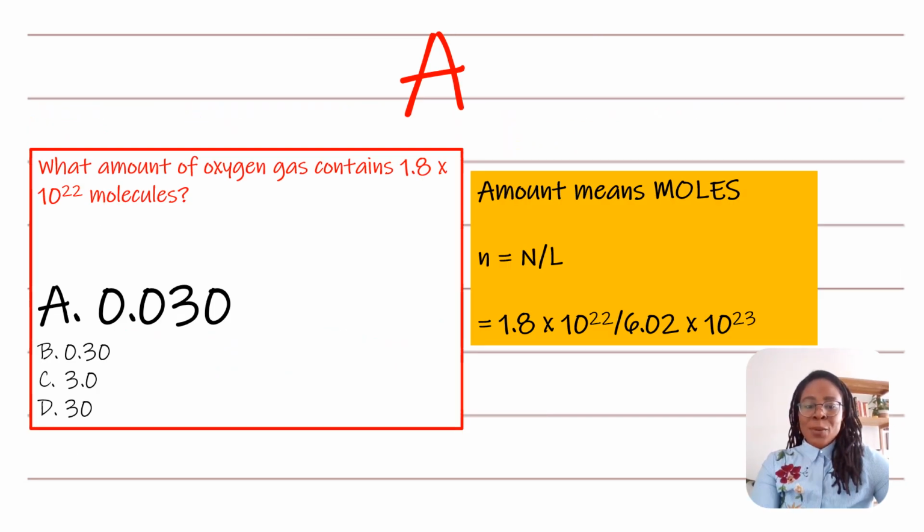Okay, so for our first question, the answer is A. So amount in chemistry means moles, and that's the only time you should be using the word amount. And moles equals the number of molecules or the number of particles divided by Avogadro's constant. So 1.8 times 10 to the 22 divided by 6.02 times 10 to the 23, which gives us 0.030. Note, if you are an IB student, these should be done without a calculator.